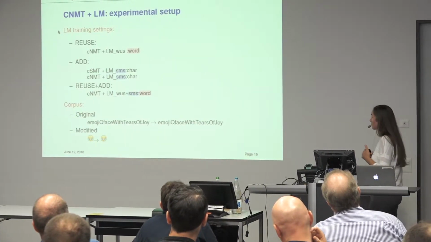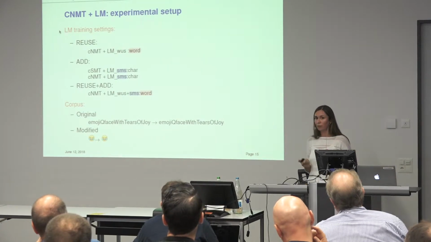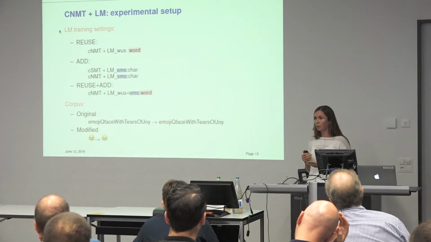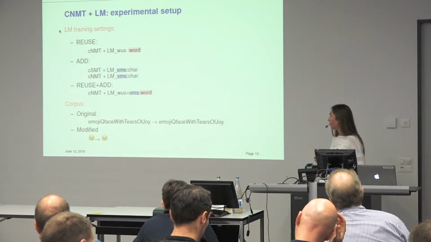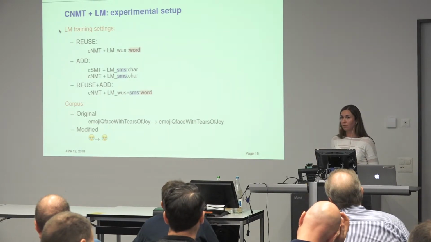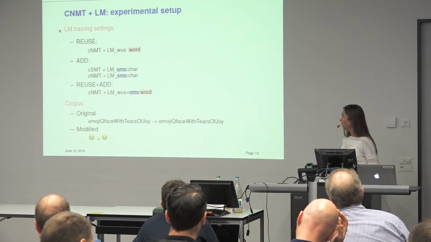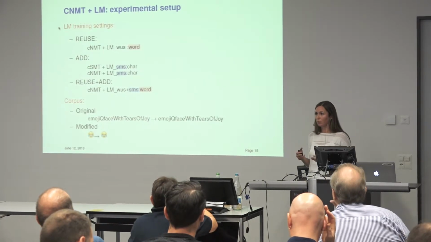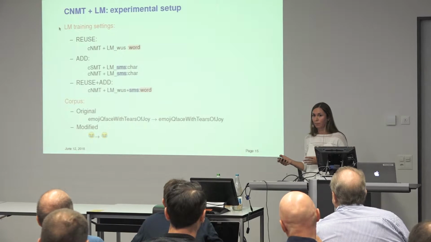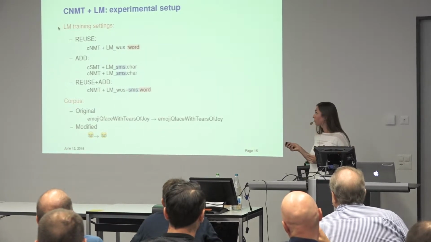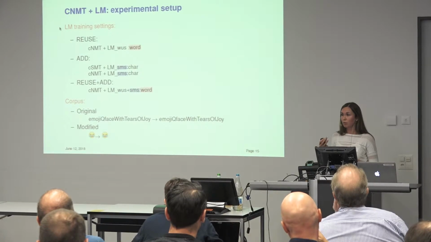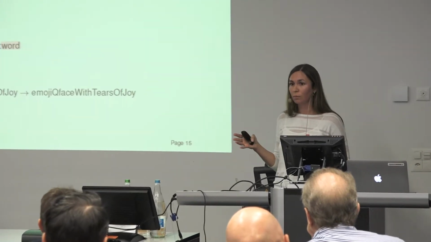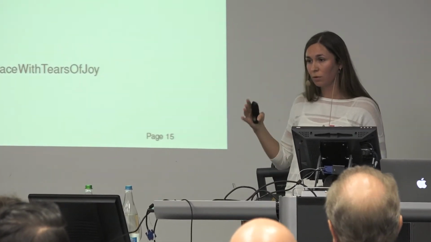So now our experimental setup. Apart from the vanilla NLT and SNT systems, we've tried several approaches for training an additional language model. We distinguish between two basic settings. The first one is what we call reuse. It refers to the setting where we reuse the training data that we used for training the NLT system. As I showed before, the decoder of the NLT system is already a language model over the characters on the target side. So we reuse the target side of the corpus in order to train a language model over words, so higher level units.